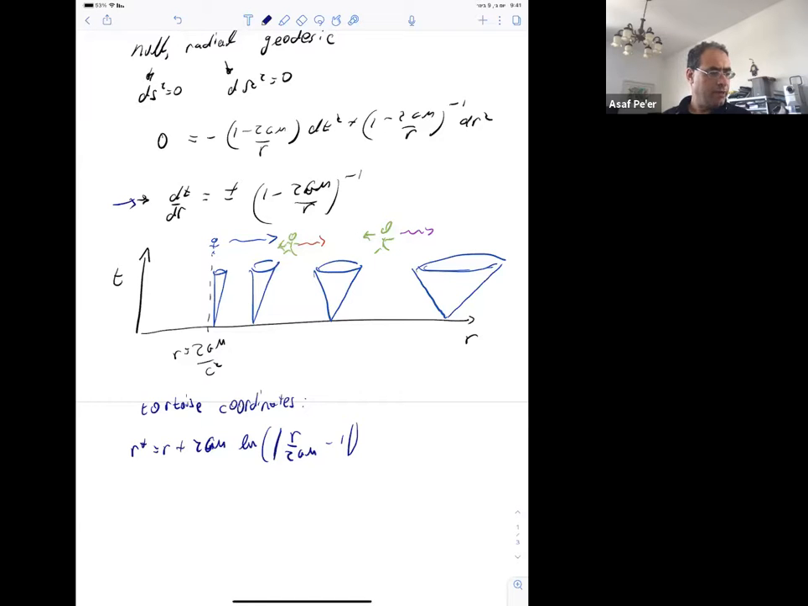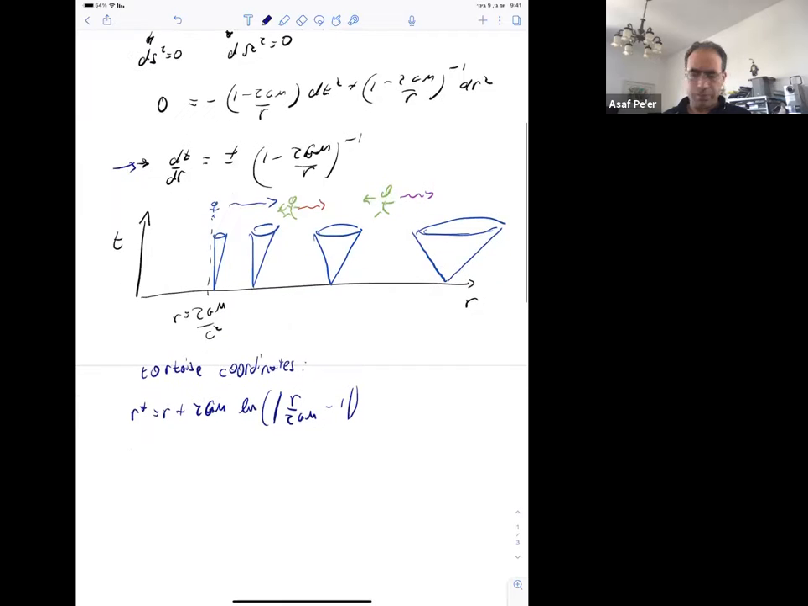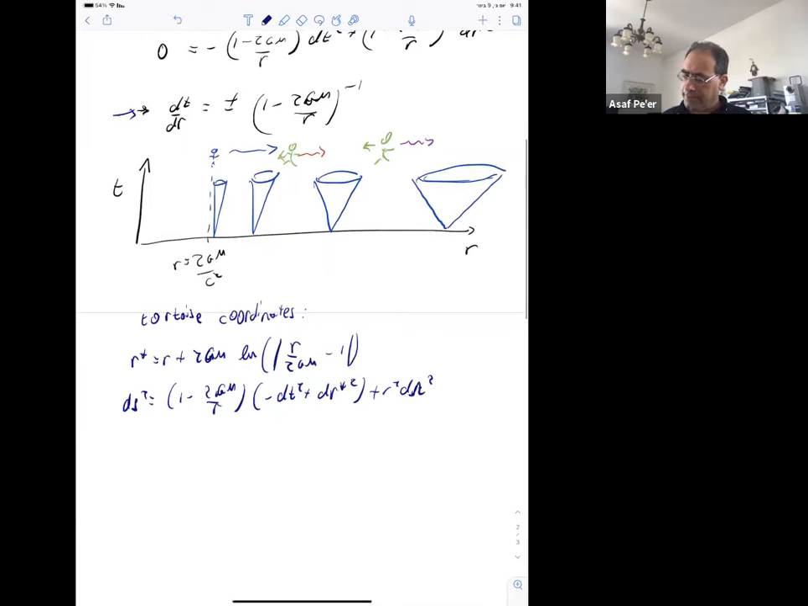We see that the metric behaves nicely, which is what we wanted to have, right? So we had ds squared written as minus (1 minus 2GM over r) dt squared plus dr star squared plus r squared d omega squared. So everything is well behaved.